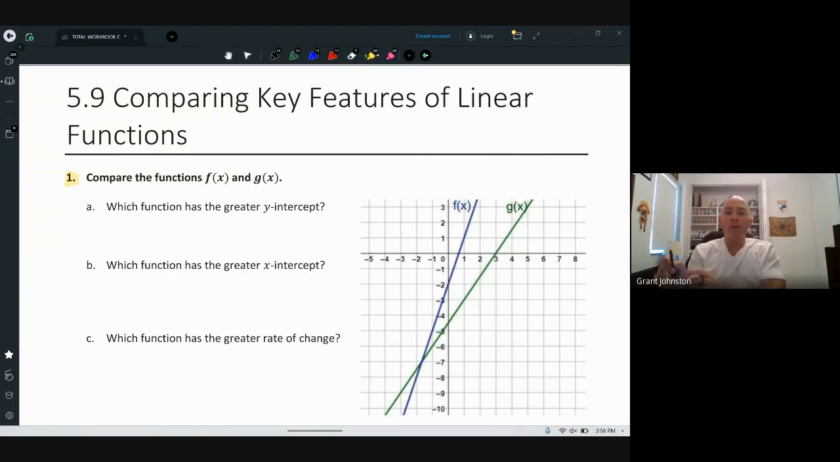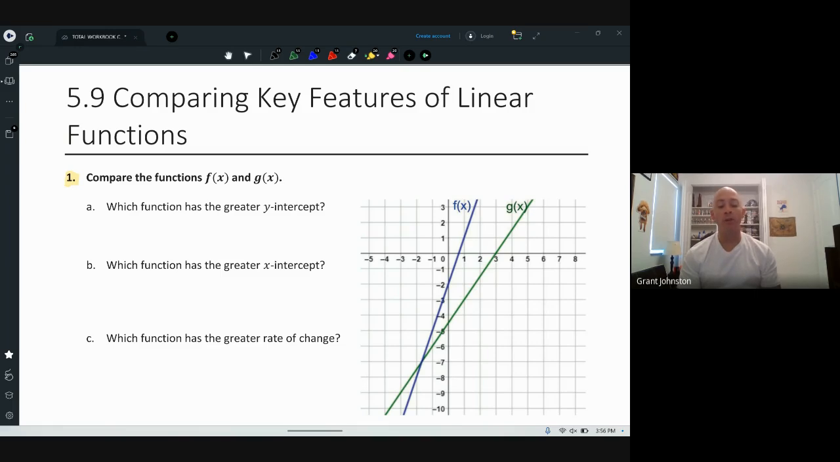Comparing key features of linear functions. So we spent a decent amount of time identifying key features, but one of the benchmarks is to be able to compare key features, kind of saying which one has a bigger y-intercept, a larger x-intercept, and so on and so forth. So number one says compare the functions f of x and g of x.